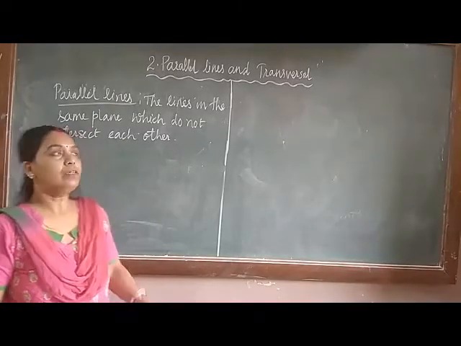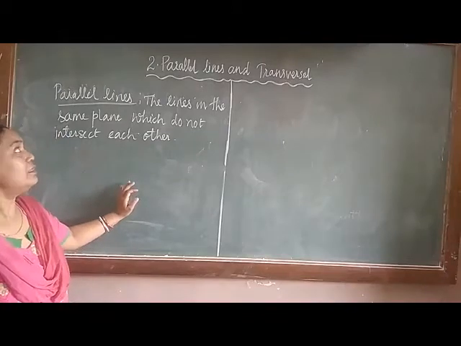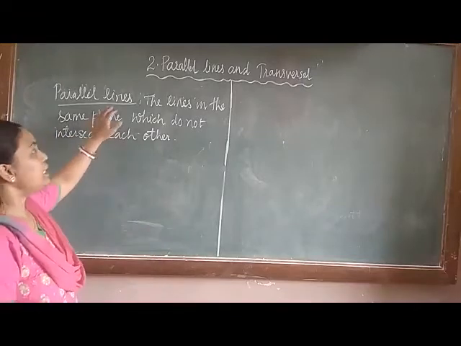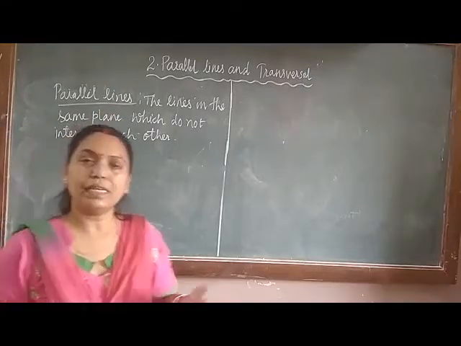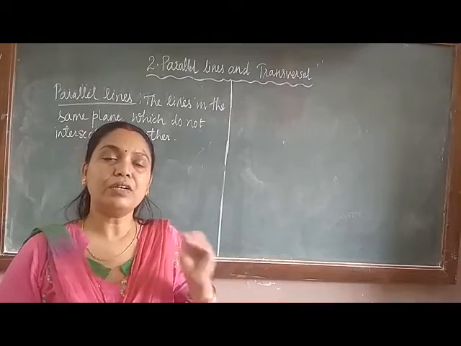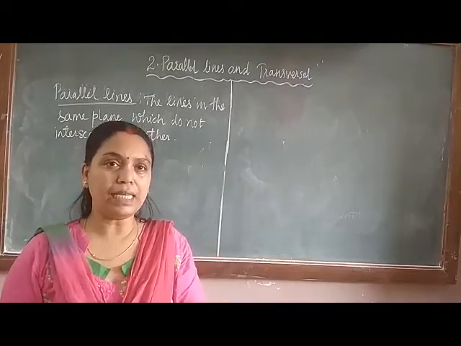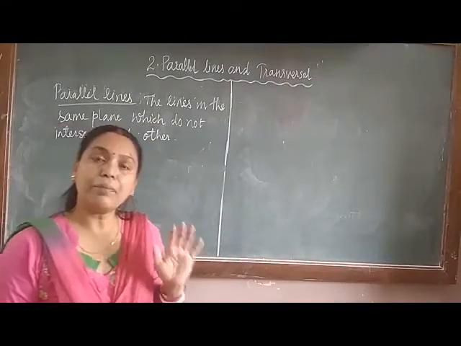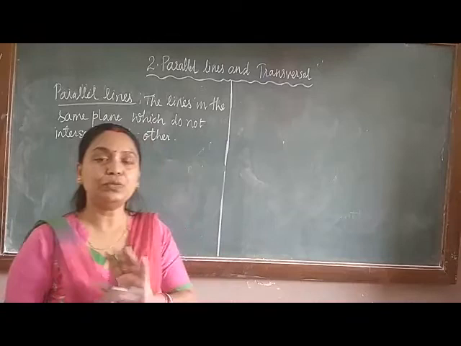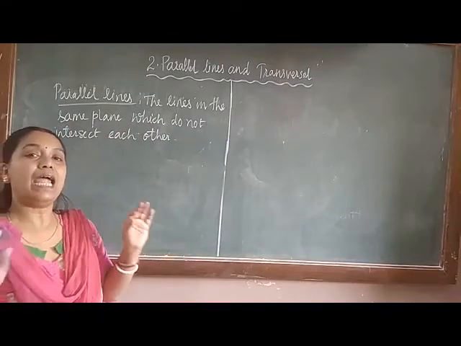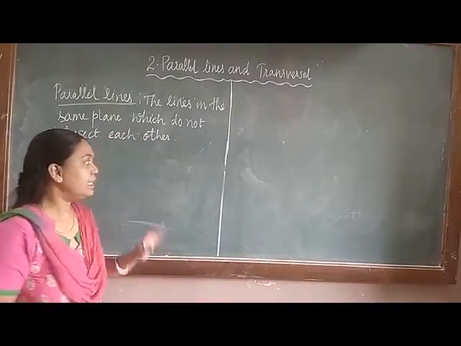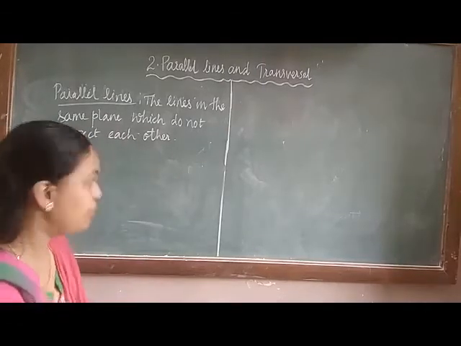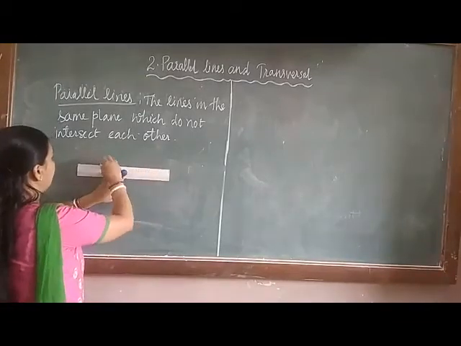Good morning, students. Today we will learn lesson number 2, parallel lines and transversal. Now, parallel lines. You must have studied them in the previous classes. There are two types of lines: parallel lines and intersecting lines. Parallel lines are a pair of lines which do not intersect each other under any condition in the given plane. Okay?